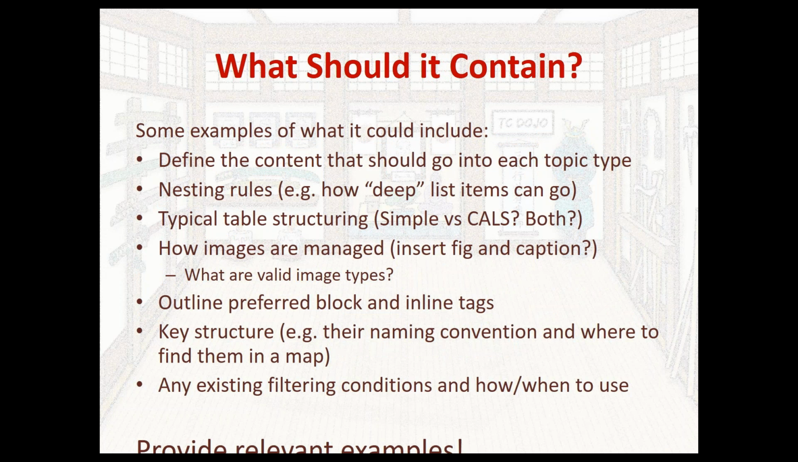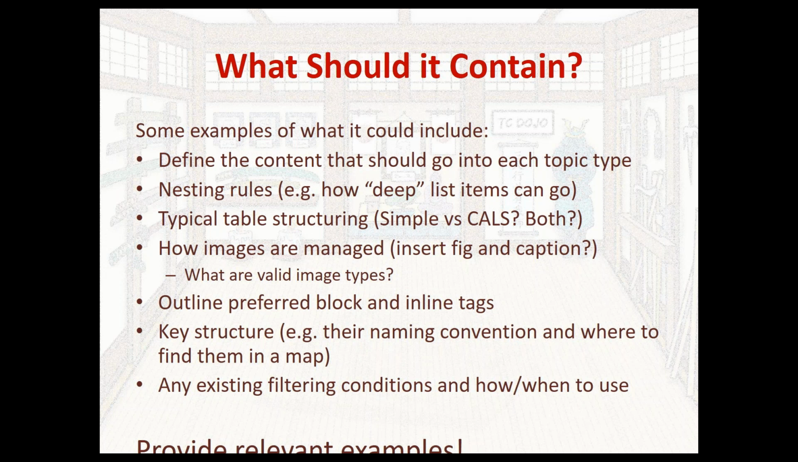So define the content that should go into each topic type, for example. You really want to provide information on how to properly type the content that goes into concept, task, reference, glossentry, and troubleshooting topic types. You also want to talk about things like any nesting rules. So, in other words, how deep do you let list items go? I know that when I was at AMD, we had instituted a rule that said you can't have a list item that was more than, I think it was like 3 levels deep, because at that point, if you have a sub list item, you probably really want to refactor that and come up with a better way of presenting that information.